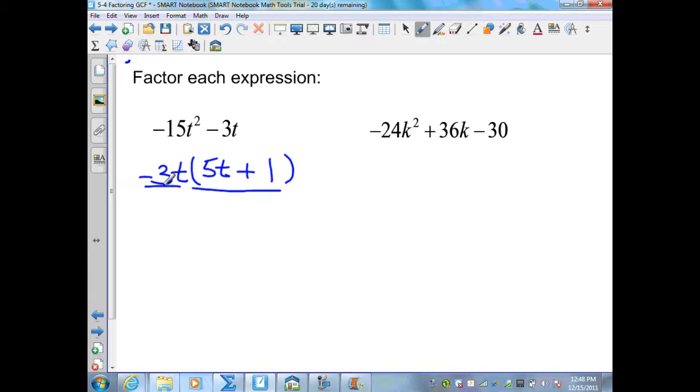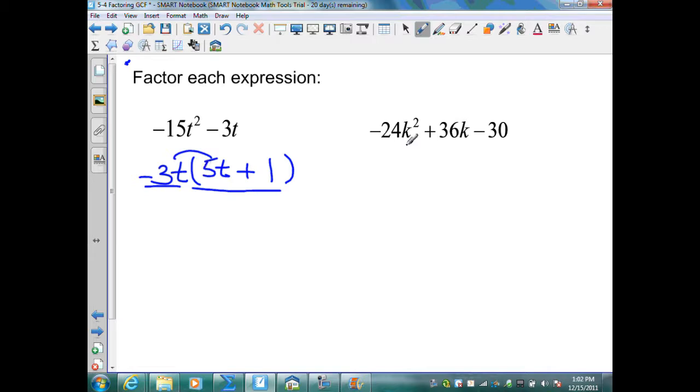I can check my solution by the distributive property. Negative times a positive is 15t squared. Negative times a positive is a negative 3t. Also remember, I wanted my leading term to be positive. And inside my parentheses, my leading term is positive. And that's a good practice to get into when factoring.